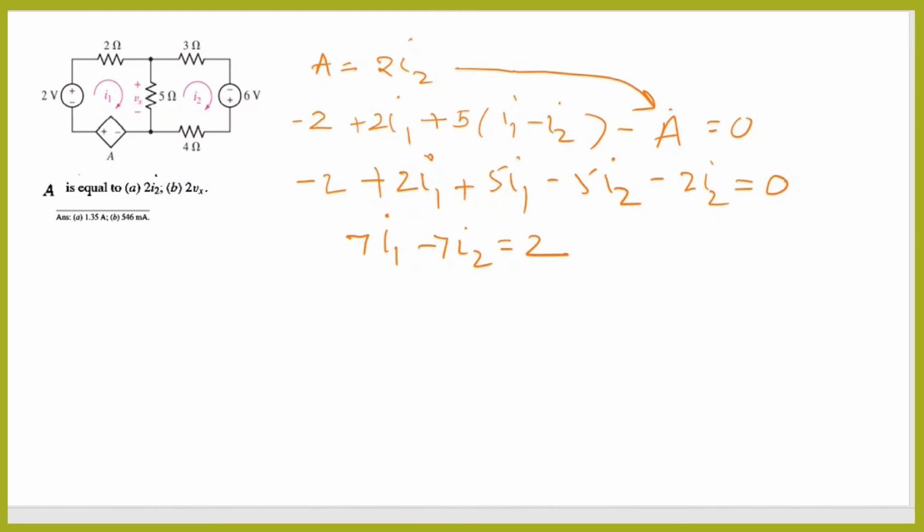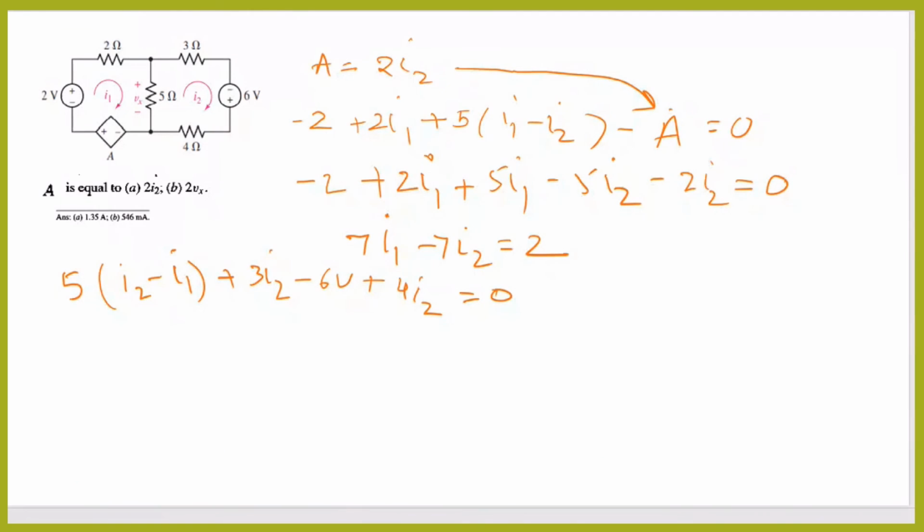For the second loop, please help me in writing this equation, somebody in the class. What I have to do? 5 into I2 minus I1 or I1 minus I2? I2 minus I1. Yeah, plus 3i2 minus 6 plus 4 I2 is equal to 0.